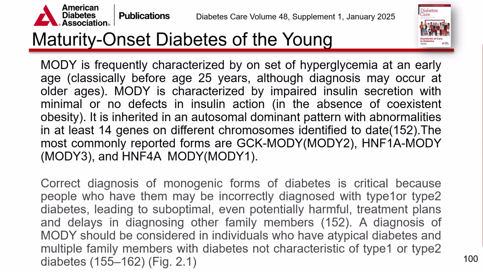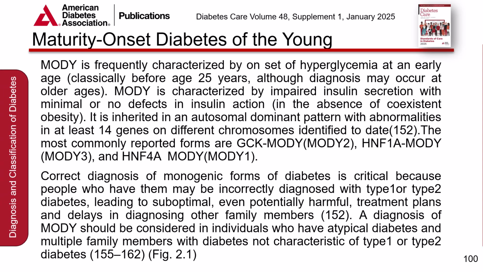Maturity-onset diabetes of the young. MODY is frequently characterized by onset of hyperglycemia at an early age, classically before age 25 years, although diagnosis may occur at older ages. MODY is characterized by impaired insulin secretion with minimal or no defects in insulin action in the absence of coexistent obesity. It is inherited in an autosomal dominant pattern with abnormalities in at least 14 genes on different chromosomes identified to date. The most commonly reported forms are GCK MODY, MODY2, HNF1A MODY, MODY3, and HNF4A MODY, MODY1.